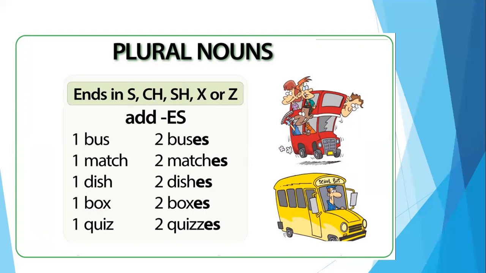You can see a small difference here in quiz. What has happened? Yes, we have doubled the last letter and we have added ES to make it plural. Sometimes we do like this when a noun ends in Z.